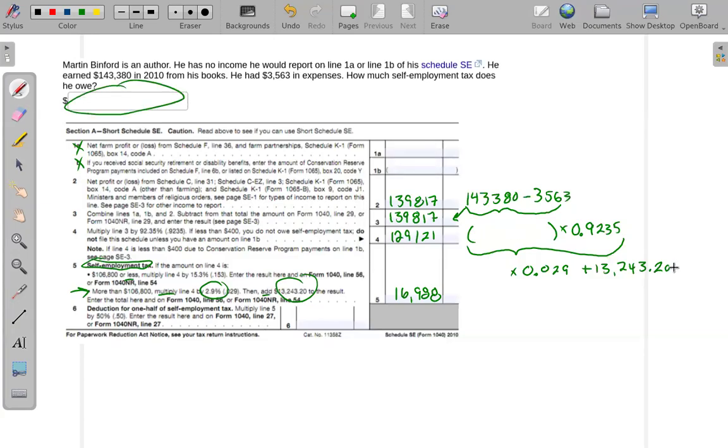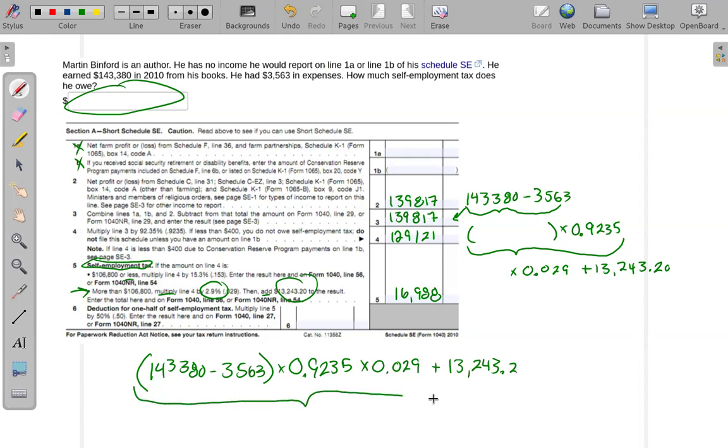So again, the order of operations there is the first thing we had to do is that subtraction. Then we multiplied that by that percentage, and then that result got multiplied by the other 2.9%, and then we finally added on the 13,243.20. So we could just type that into the calculator and we should get about $16,988.